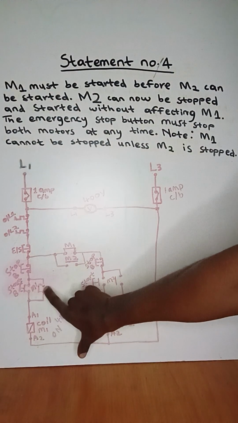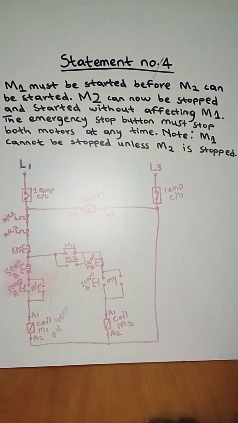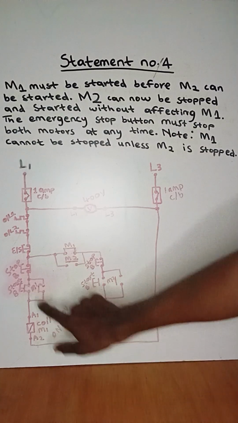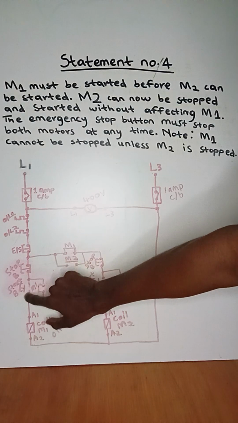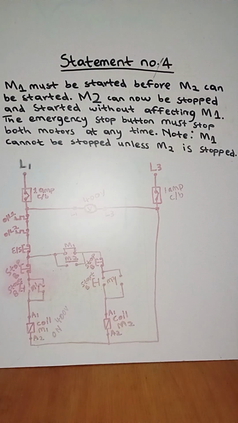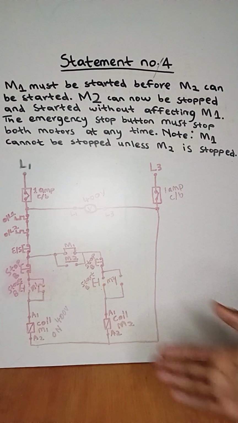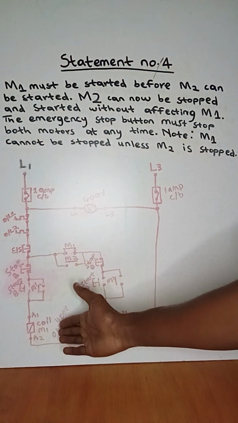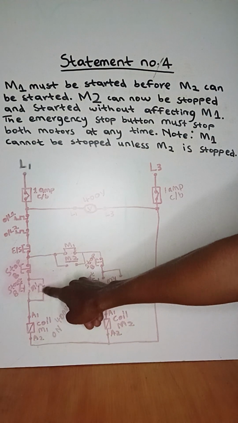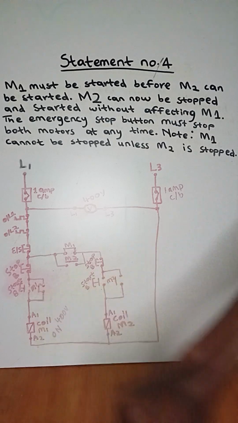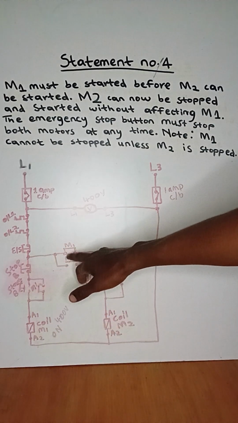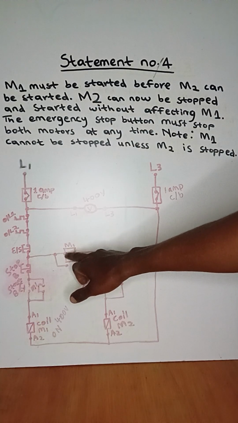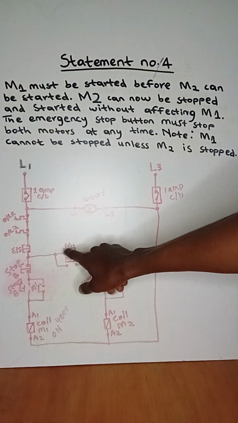Right. So since my contacts are closed, I'm letting go of the start button of motor 1 after it has made its process. And then let's check what has happened to motor 1. Motor 1 is still running through the retainer because the retainer is closed. And then from this wire, current will now flow because of the close contact of motor 1.